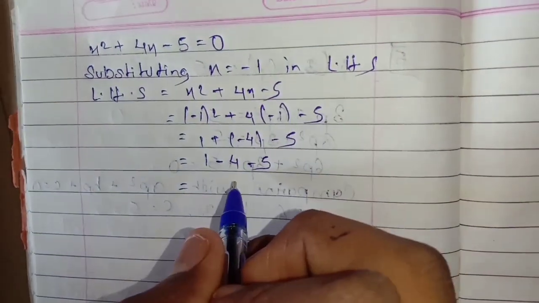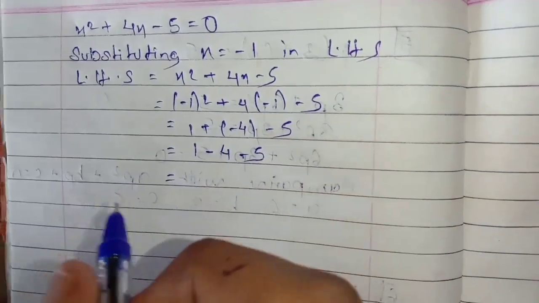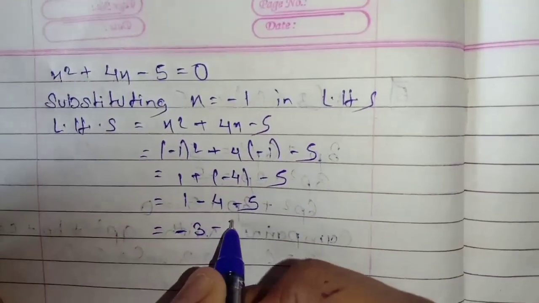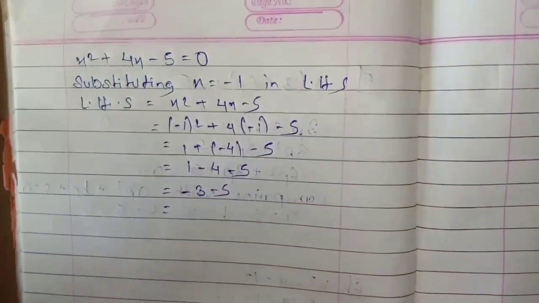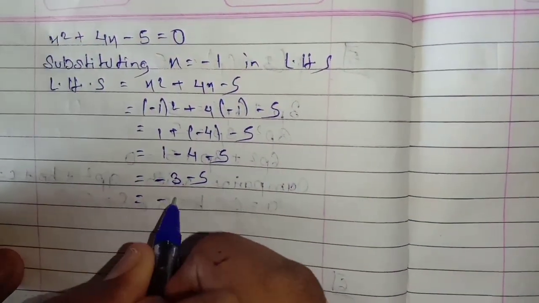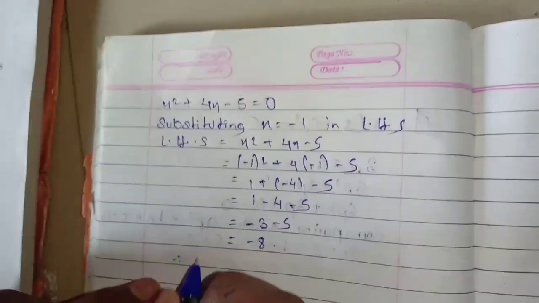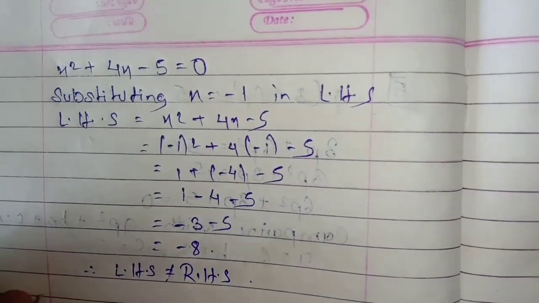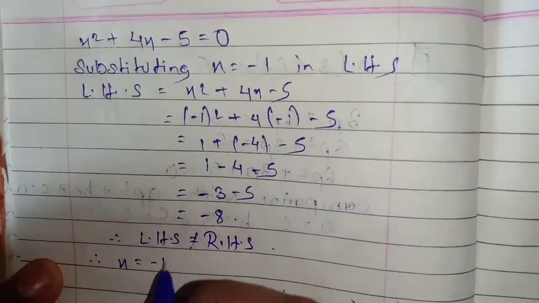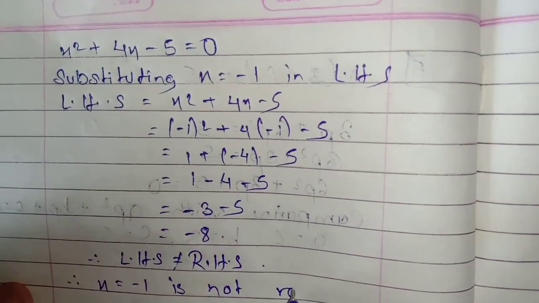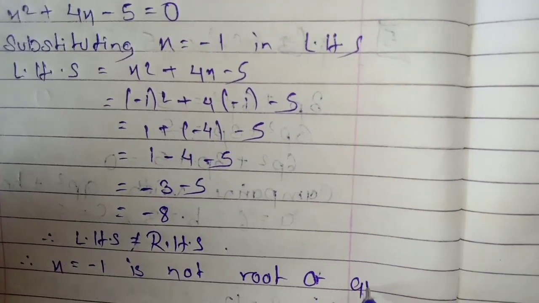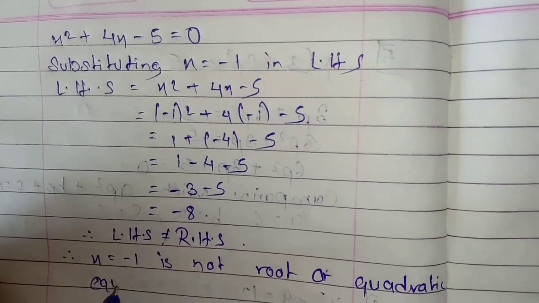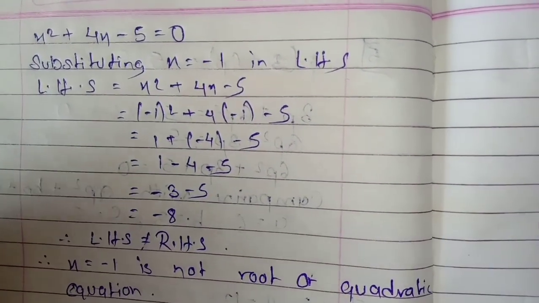So 1 plus -4 minus 1 will become 3. The bigger number is 4 having the minus sign, that is -3, and minus 5. So minus 5 minus 3 will become minus 8. Therefore LHS is not equal to RHS, and therefore x is equal to -1 is not a root of the quadratic equation. So like this we solved the first one.